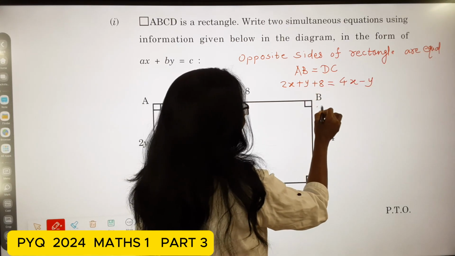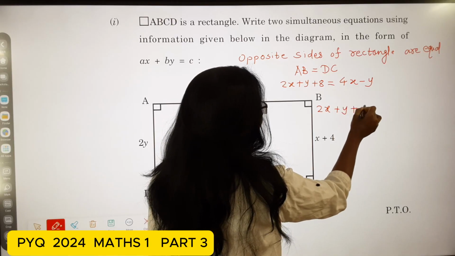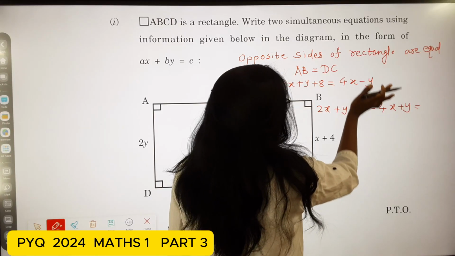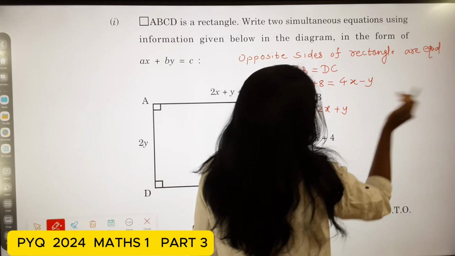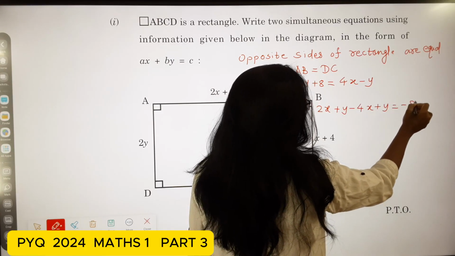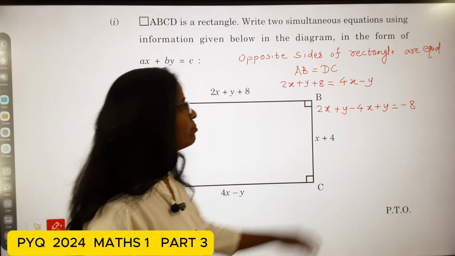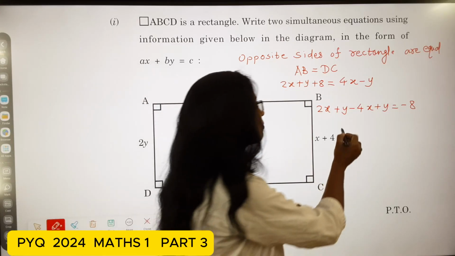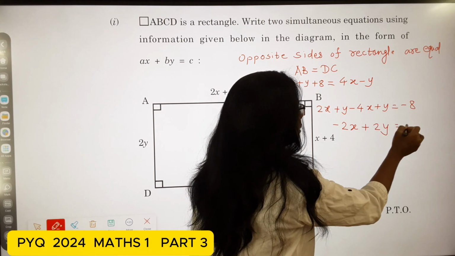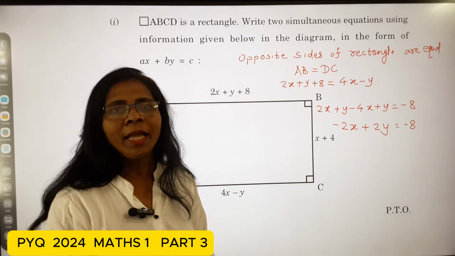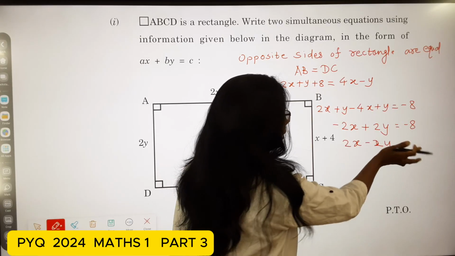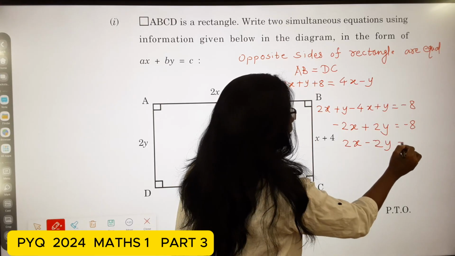So here 2x plus y plus 8 minus 4x plus y. Here we transfer this plus 8 to the right hand side. So minus 4x plus y is equal to minus 8. So now here, students, 2x minus 4x, that means minus 2x, plus y plus y, that is plus 2y, is equal to minus 8. Okay, so now I change the sign here. So 2x minus 2y is equal to 8.